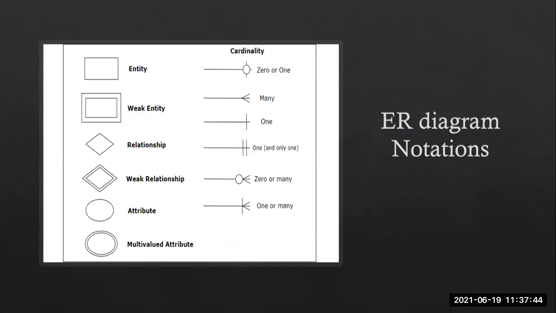Then what is a weak entity? First of all, understand that a weak entity is represented with a double rectangle. It specifies that this entity does not have a unique key, does not have any primary key, but this entity or table is dependent on another table. That time we call it a weak entity. Now I'll give you the example soon.